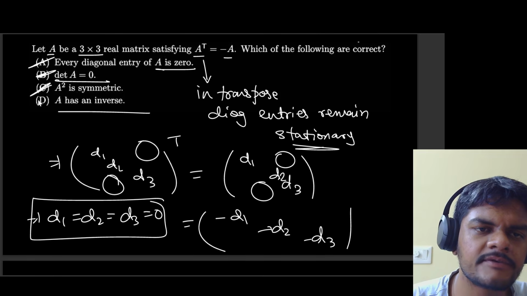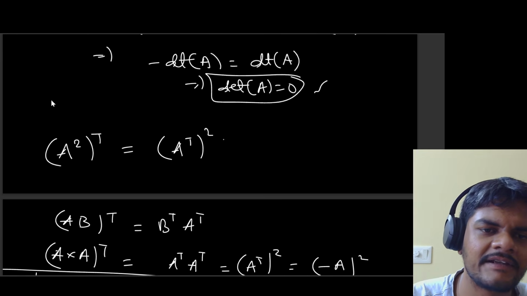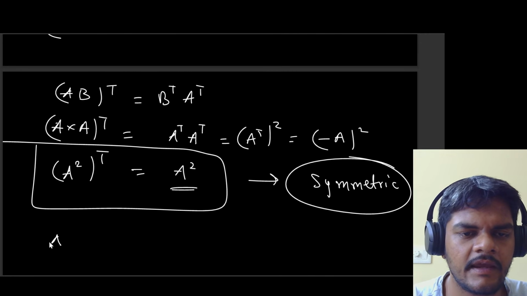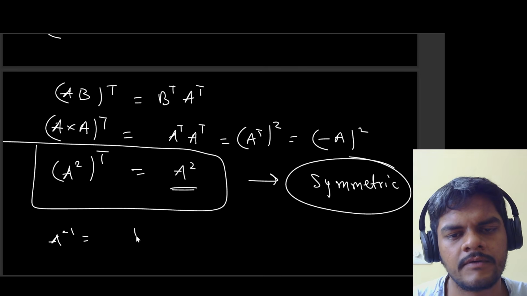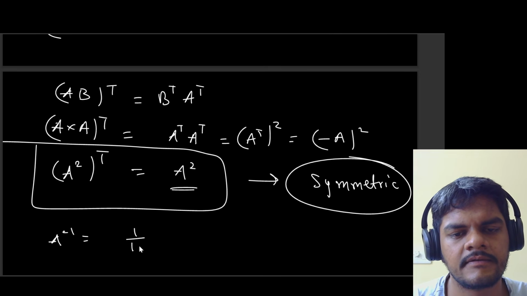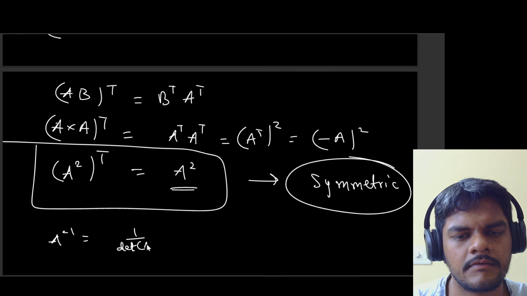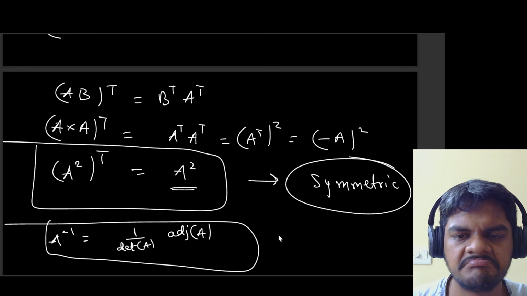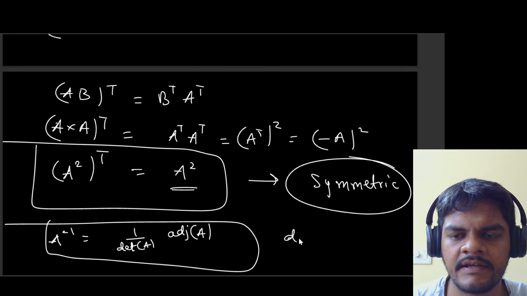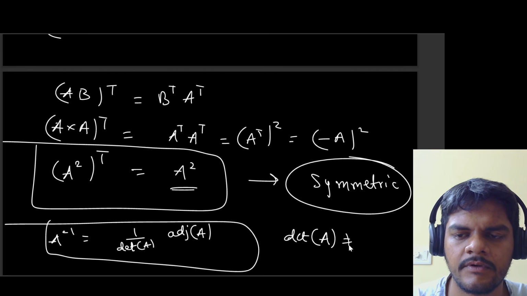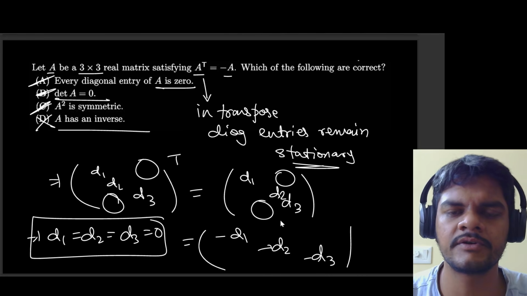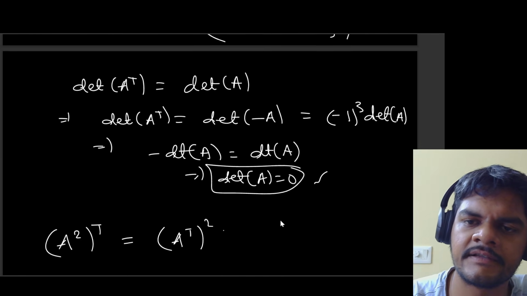A has an inverse, obviously not true. A cannot have an inverse if determinant is zero, right? Because A inverse is 1 by det A into adjoint of A. So det A has to be non-zero. A skew-symmetric matrix is never invertible. Understood? So only A, B, C are correct in this question.